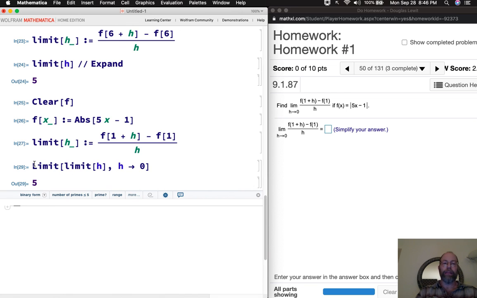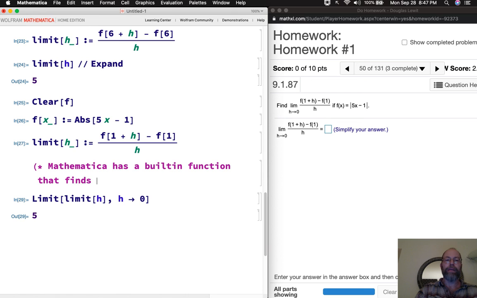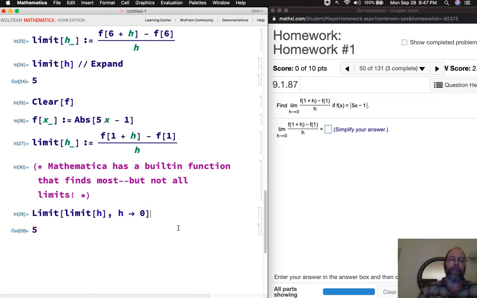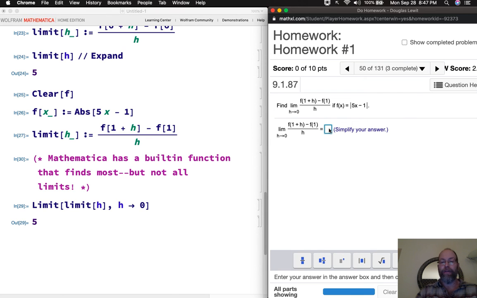So here I'm cheating a little bit. Mathematica has a built-in function that finds most, but not all limits. It's simply called the limit command or the limit function. So limit of h as h goes to 0, and the answer is 5.